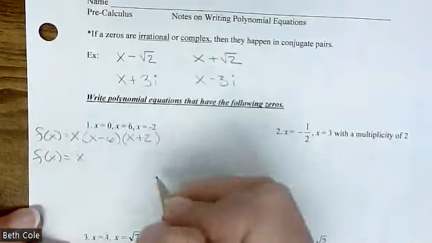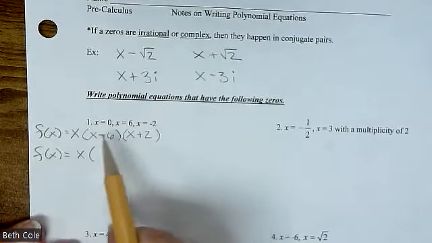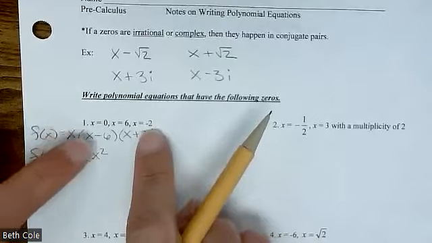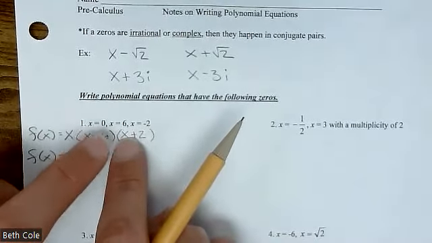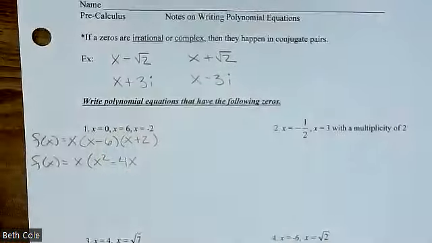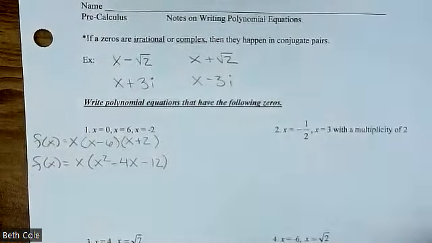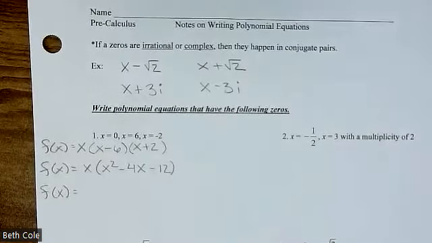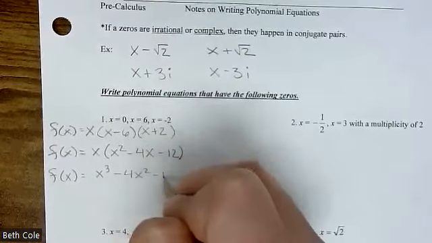So leave that x alone. We're going to multiply these together. X times x, x squared. We've done this before. The outsides give you 2x. The insides give you minus 6x. So together, it would be minus 4x, good. And then negative 6 times 2 is negative 12. And then your last step is you're going to distribute the x through there. So that'll give you x cubed minus 4x squared minus 12x.